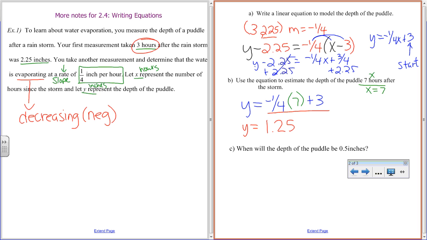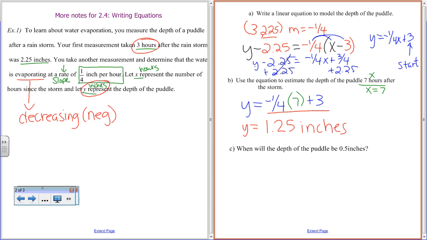We need to make sure we're labeling all the time. And when we go back and look, y represented inches, so we have 1.25 inches. And so that fits with what we think about in terms of evaporation. It should be decreasing. At 3 hours it was at 2.25 inches. At 7 hours, it should be even lower than that, so 1.25 inches.